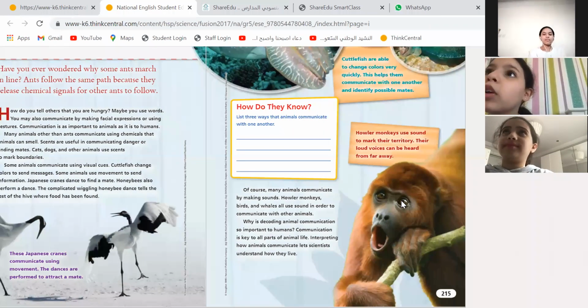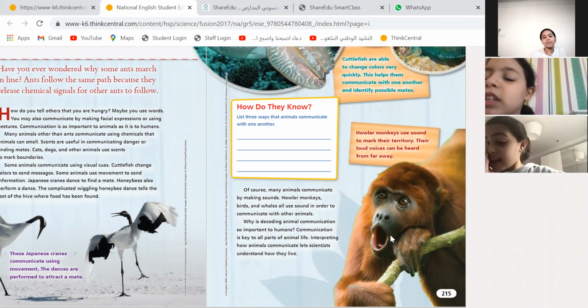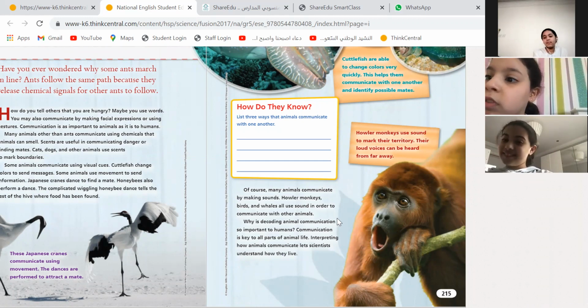My uncle used to have a monkey, but I haven't heard him do this. Like this kind? No, it's a small kind, much smaller than that.